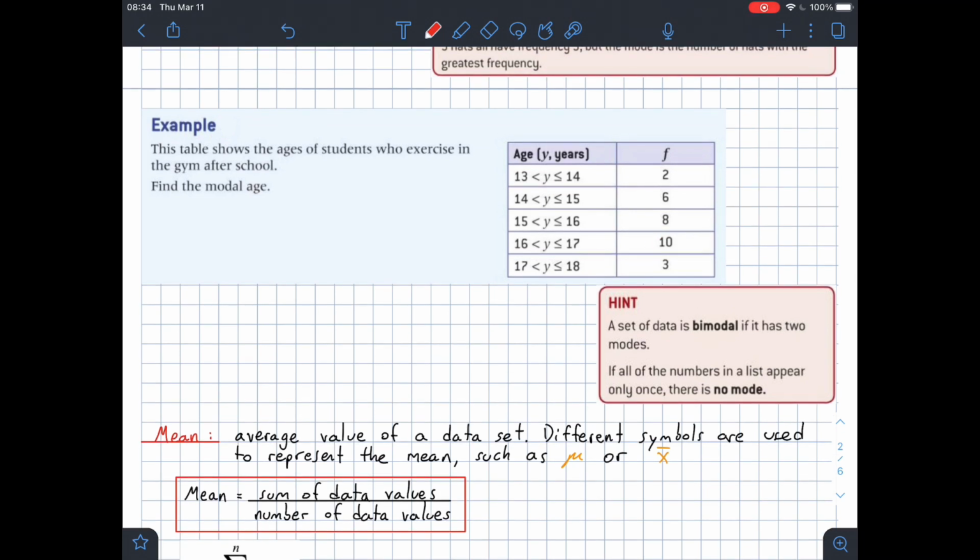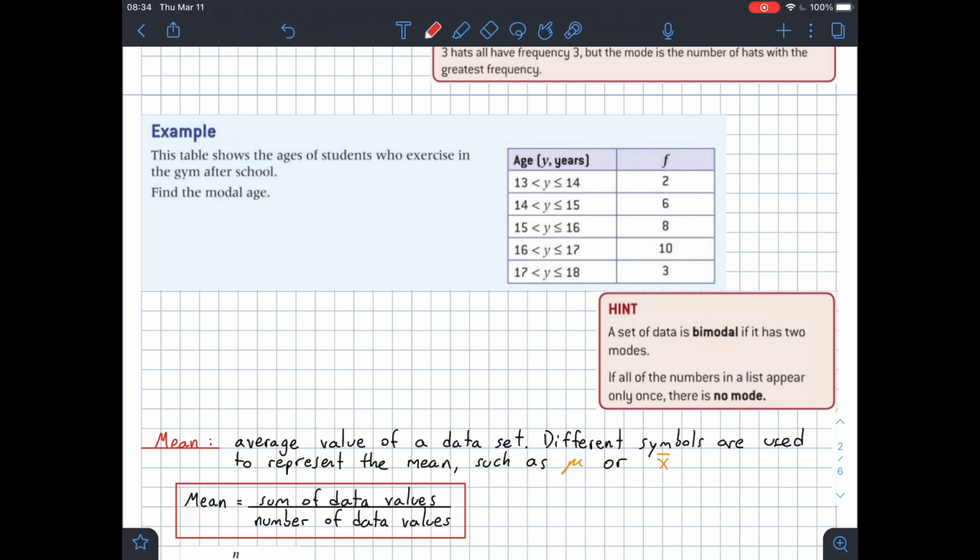But the only thing that changes is that now we change the name. Instead of calling it mode, we're going to call it modal group, or modal age in this particular case because the variable is age. So we just say that the modal age would be from 16 to 17 inclusive, right?